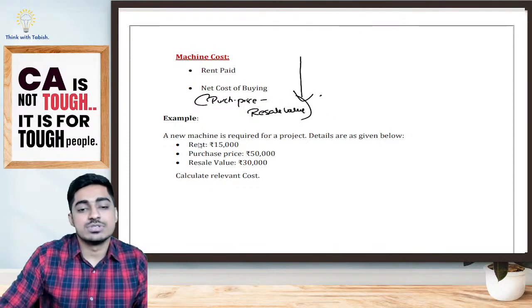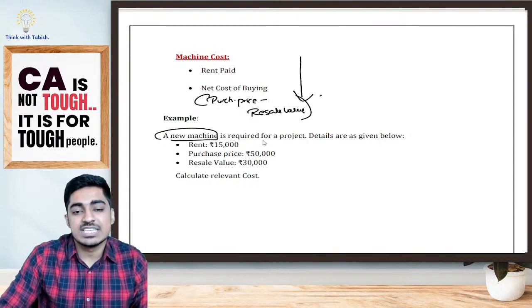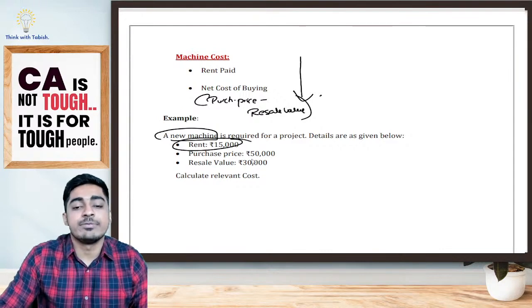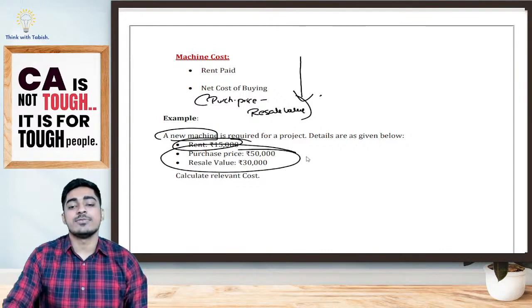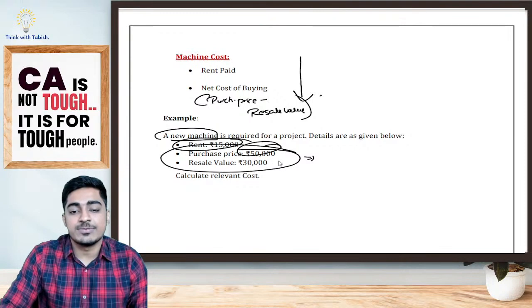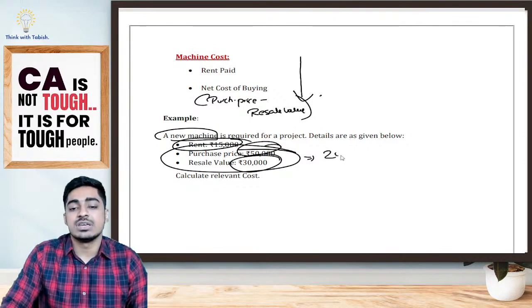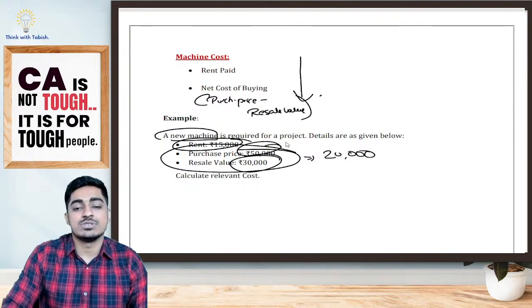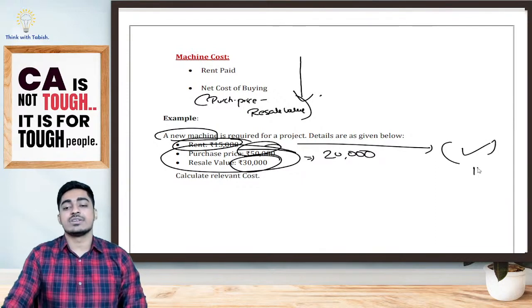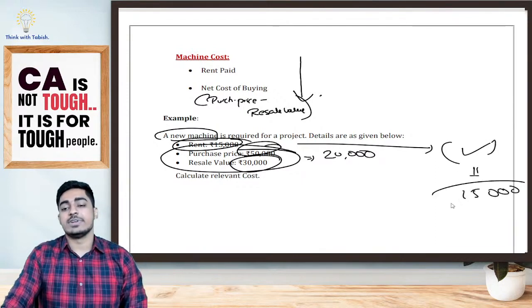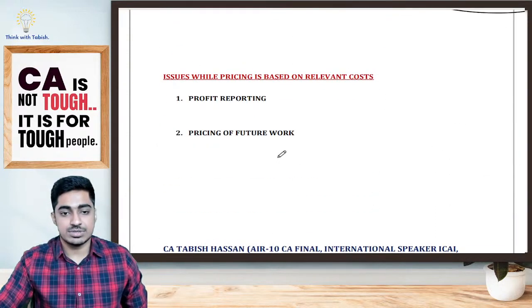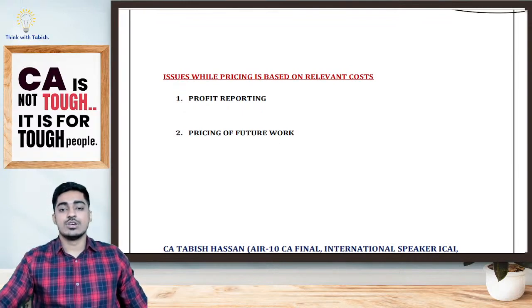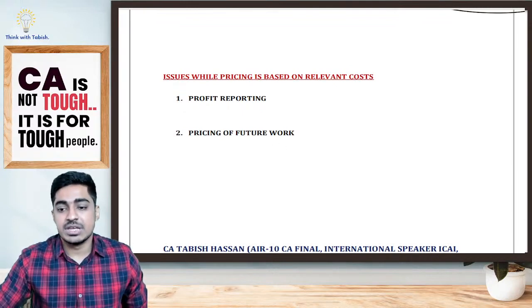Suppose a new machine is required, same example. If you are getting it on rent, 15,000. If you purchase and sell it off, for purchase you have to pay 50,000. For resale, you will be getting 30,000, so net 20,000. Which option will we choose? We'll say, let us get it on rent. So the relevant cost will be 15,000. Clear, students? So this was the first concept, the concept of relevant cost.